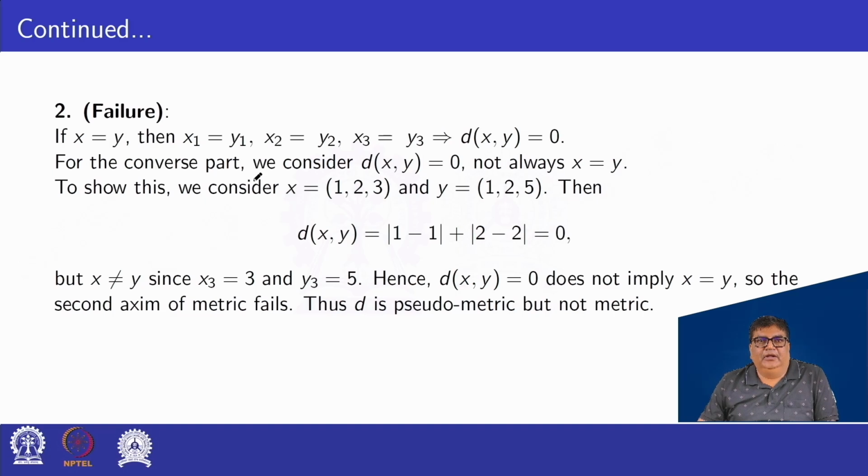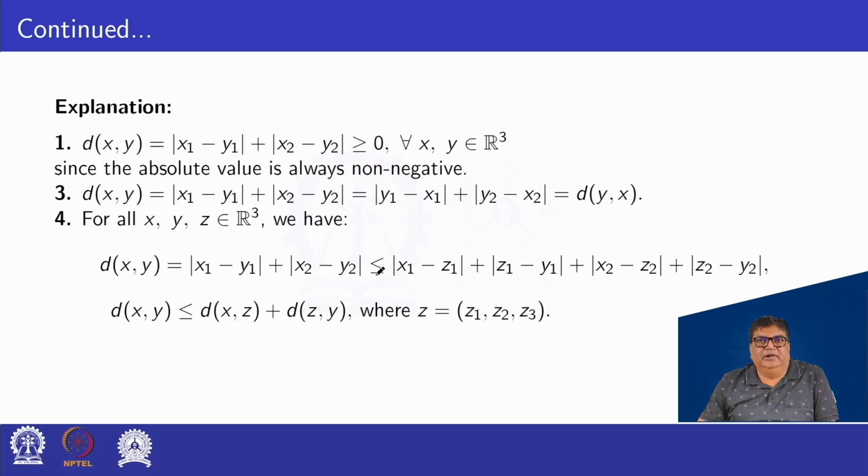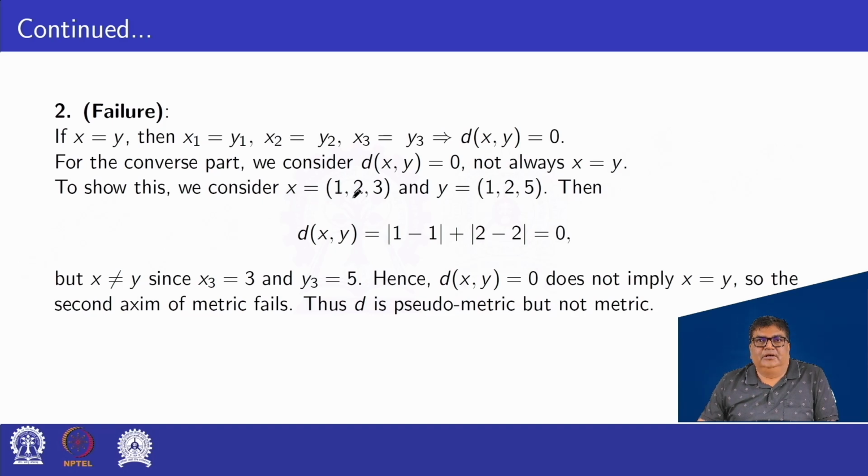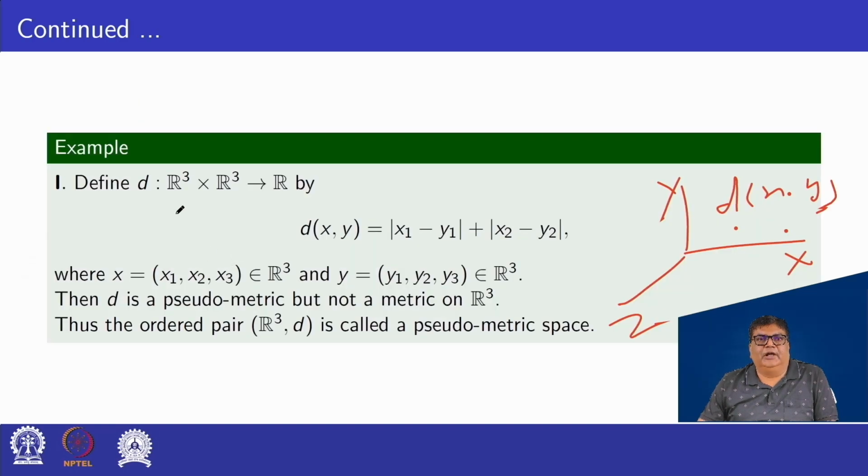Okay, but we can say that x is not equal to y, because the third point is different. So x3 is equal to 3, y3 is equal to 5, so x is not equal to y. Hence dxy is equal to 0 does not imply x is equal to y. So the second axiom of metric fails. Thus D is a pseudometric. R cube with D is a pseudometric space.